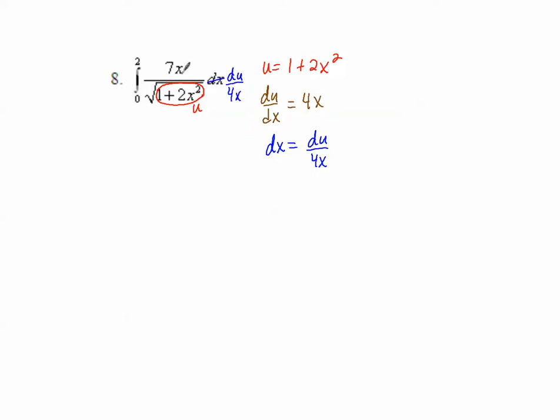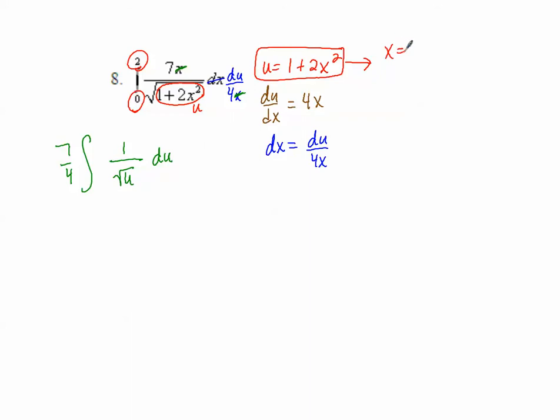What happened? The x's canceled out. We're left with 7/4. Let's pull out the 7/4, integral, 1 on top over square root of u and a du. Did you remember to switch the limits? X is 0, x is 2. Let's use this to switch our limits. So x is 2 on the top. That means u is 1 plus 2 times 2 squared.